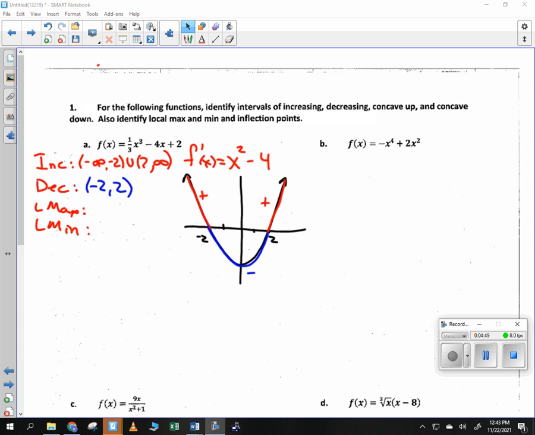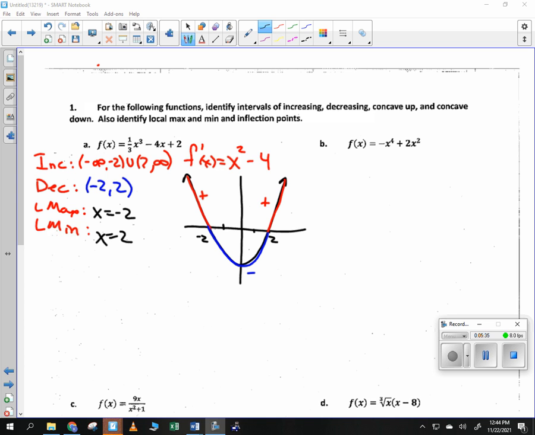The local maximum occurs when the first derivative changes from positive to negative. Looking at the first derivative, when does the first derivative change from positive to negative? At negative 2, right? So I'm going to write right now x equals negative 2. That's where there's a local maximum. I could actually find the value of the local maximum, couldn't I? How would I find the value of the local maximum? Would I plug it into the derivative or would I plug it into the original? The original would tell me the y value, okay? So we'll do that later on. The local minimum occurs when the derivative changes from negative to positive, which is at x equals 2.